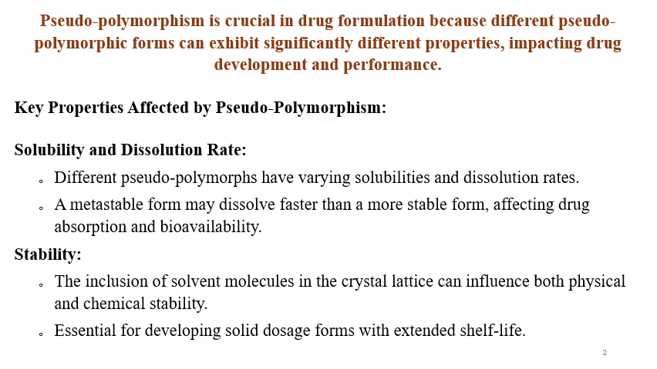Key properties affected by the pseudopolymorphism. It affects the solubility of the drug, and in turn it affects the dissolution rate. Different pseudopolymorphs have varying solubilities, different intrinsic solubilities, and that's why these affect the rate of dissolution. A metastable form may dissolve faster than the more stable form, affecting the drug absorption and the bioavailability.